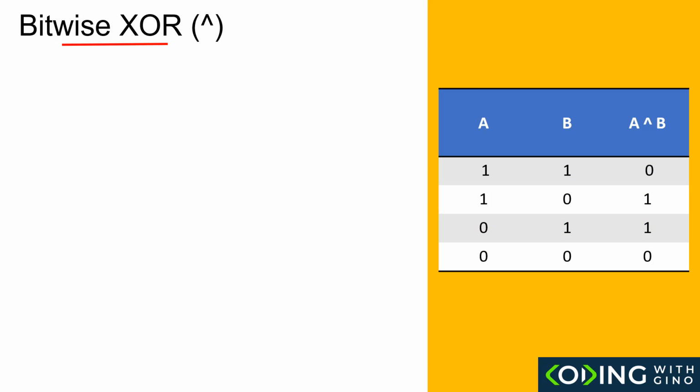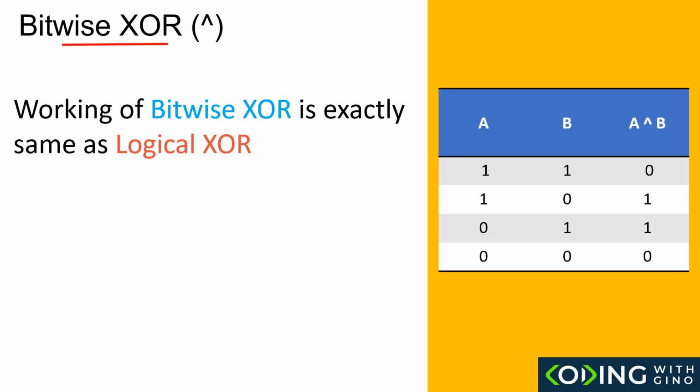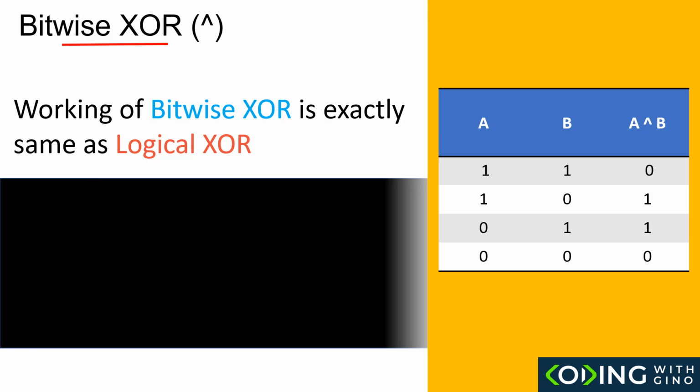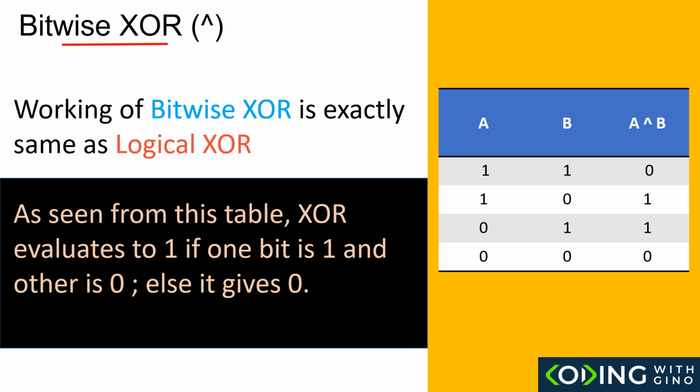Next comes bitwise XOR operator. Again, same notation as logical XOR. Working of bitwise XOR is exactly the same as logical XOR. As seen from this table, XOR evaluates to 1 if the two bits are different. If both are the same, it gives 0.